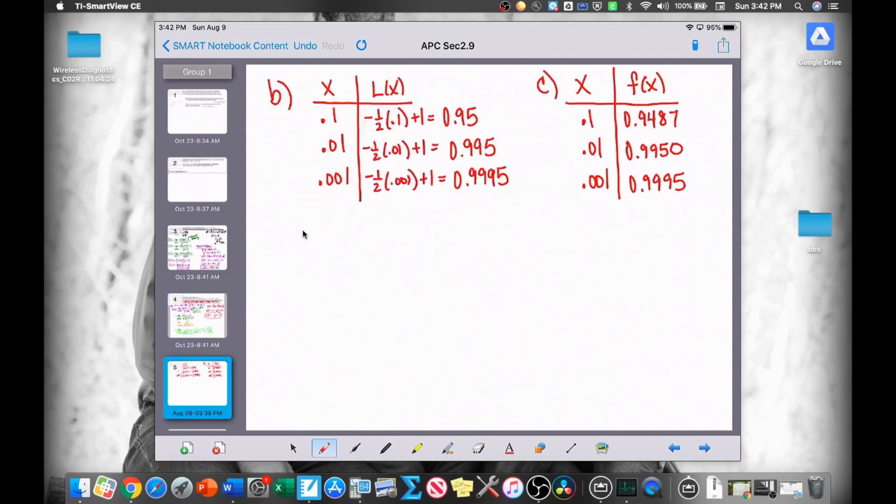So when we look, we can see that the values that we get for L of x are larger, right? These are larger. These are smaller. So that tells us that our tangent line, our values for L of x are overestimates.